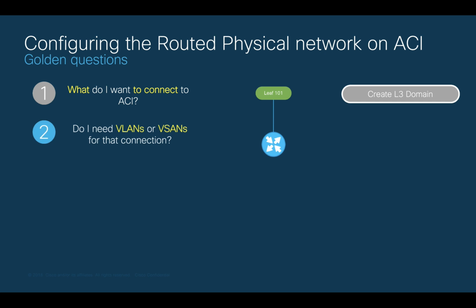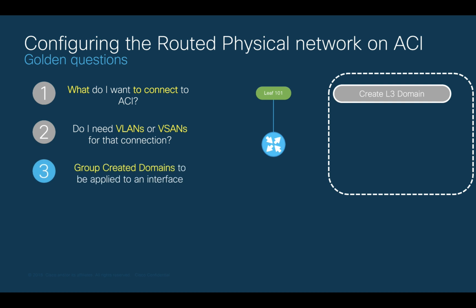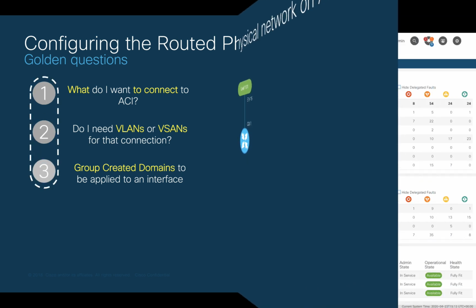Second one is, do I need VLANs or VSANs for that connection? In my case, I don't, since I will be setting an IP address directly on the leaf port when I perform the logical network configuration in Module 3. Keep in mind that you may need a VLAN pool here only if you're considering configurations like SVIs or 802.1Q sub-interfaces as part of that routed connection. The third step now is to create an AEP, which will include my L3 domain. Let's now go to the APIC and perform these three steps first.